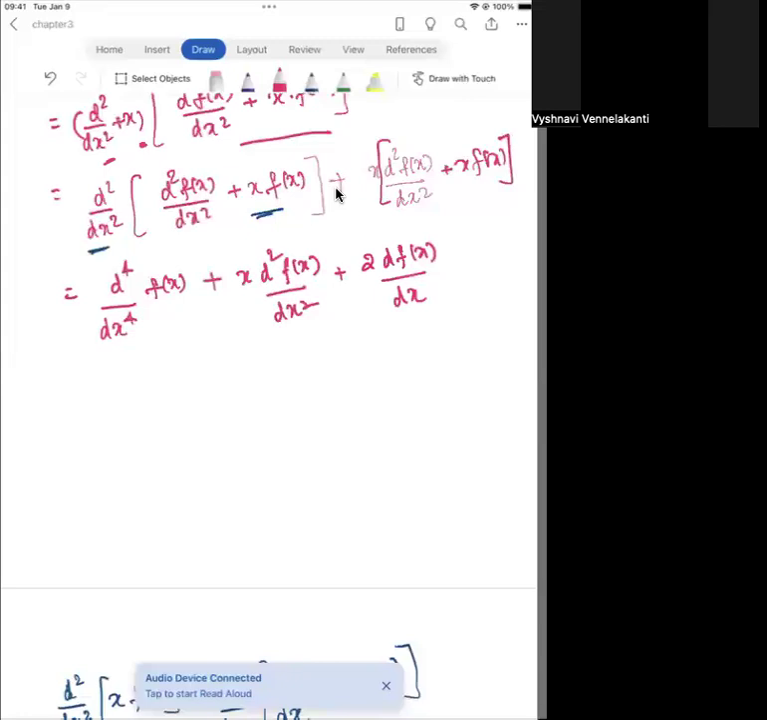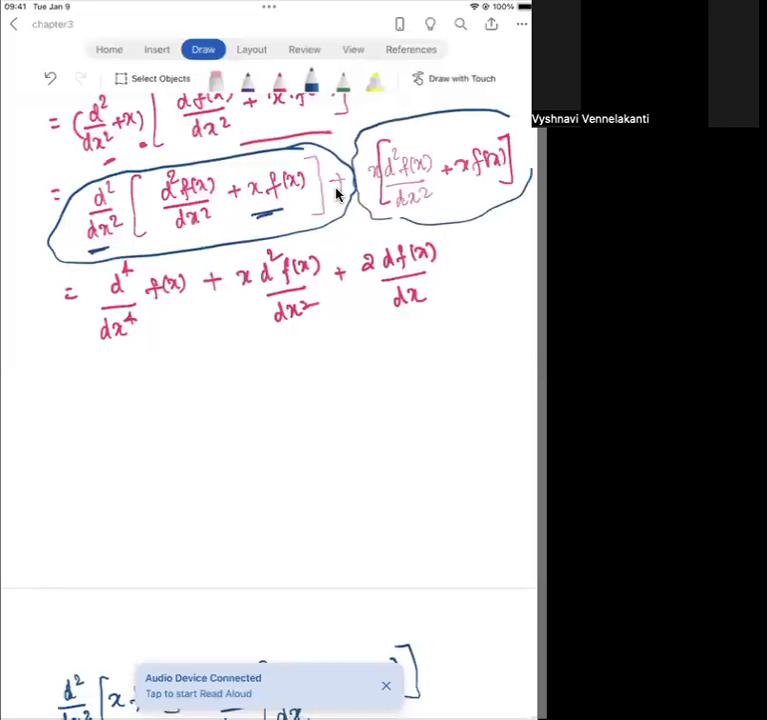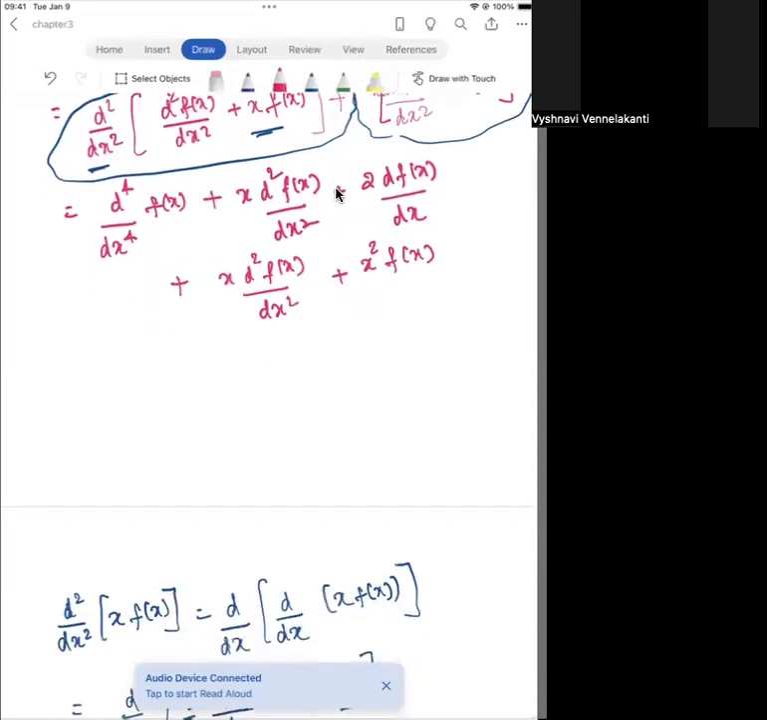Okay, so now that we have completed taking the derivative of this term, we're going to work our way through the second term, which should be relatively simpler compared to the first one. So that will be plus x times, plus x squared times f of x. That's it. Now let's see if we can regroup any of these terms here.